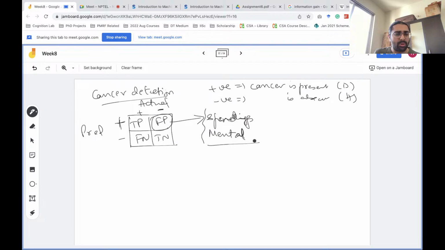So what is the false negative downside? Let's say the person actually has cancer, but your system ended up saying that he doesn't have cancer. What can happen is that the person's health can get even worse, and he may possibly even die.